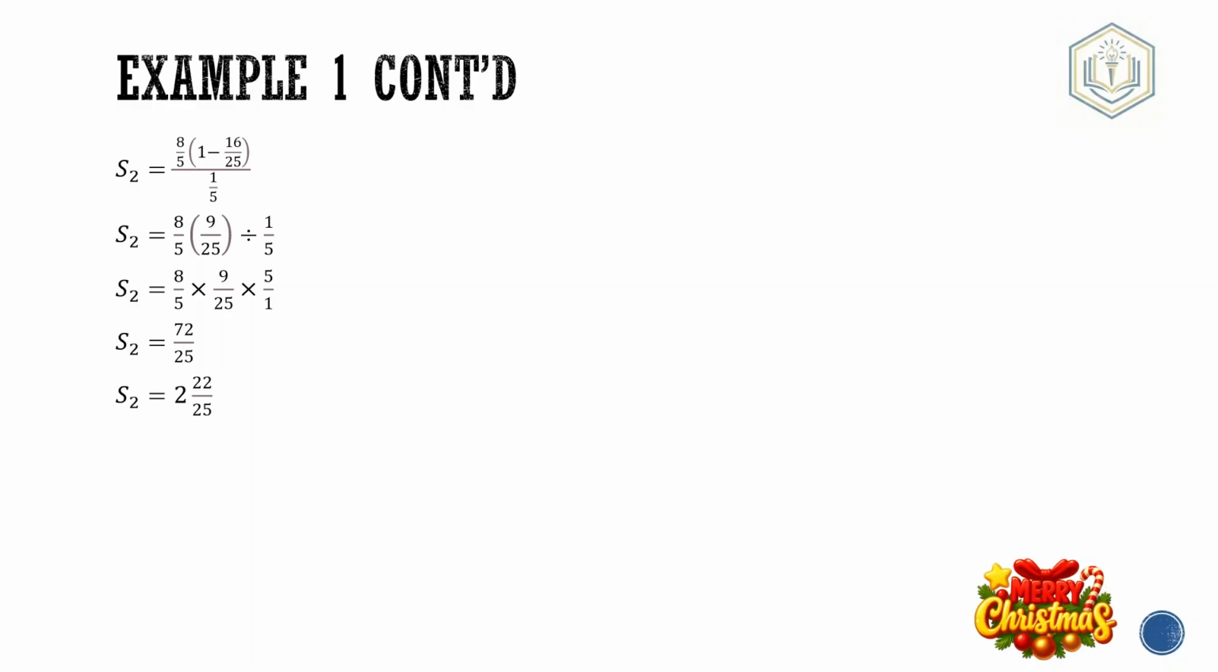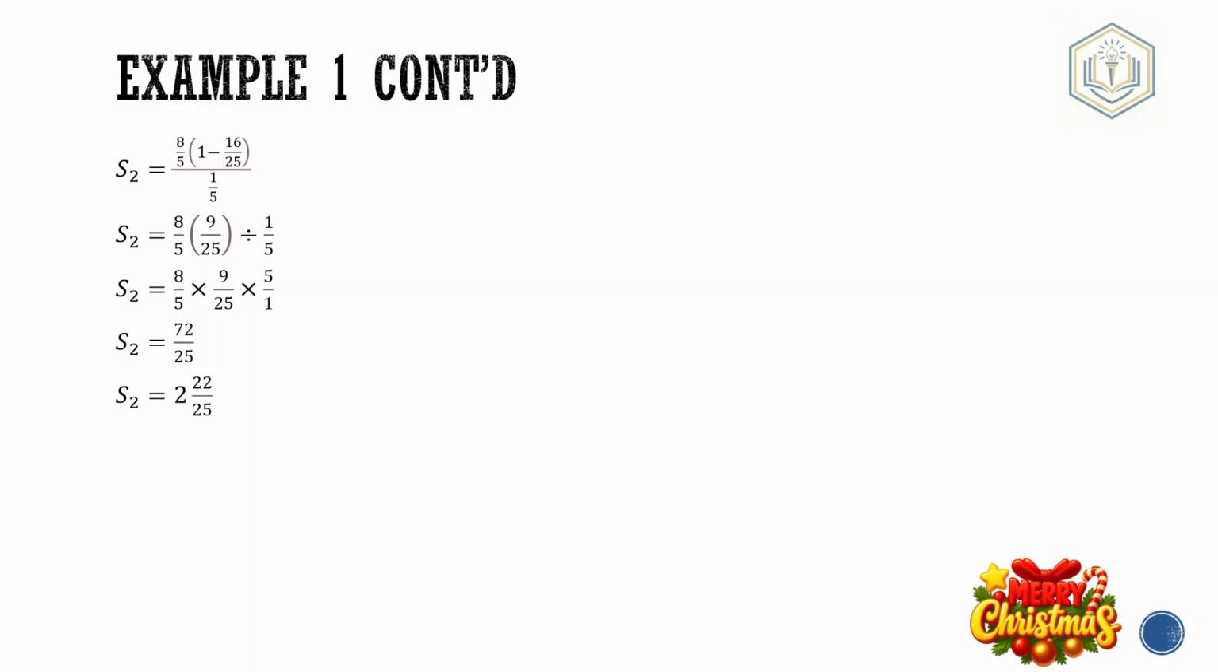You close your bracket. Simplify further, you have 8 over 5 times open bracket 9 over 25, and then because 1 minus 16 over 25 will give you 9 over 25, so divided by 1 over 5. So change the division sign to multiplication, you take the reciprocal of the right fraction, that's 1 over 5, which will turn to 5 over 1. So we have 8 over 5 times 9 over 25 times 5 over 1. So when you simplify further, you're going to have 72 over 25.